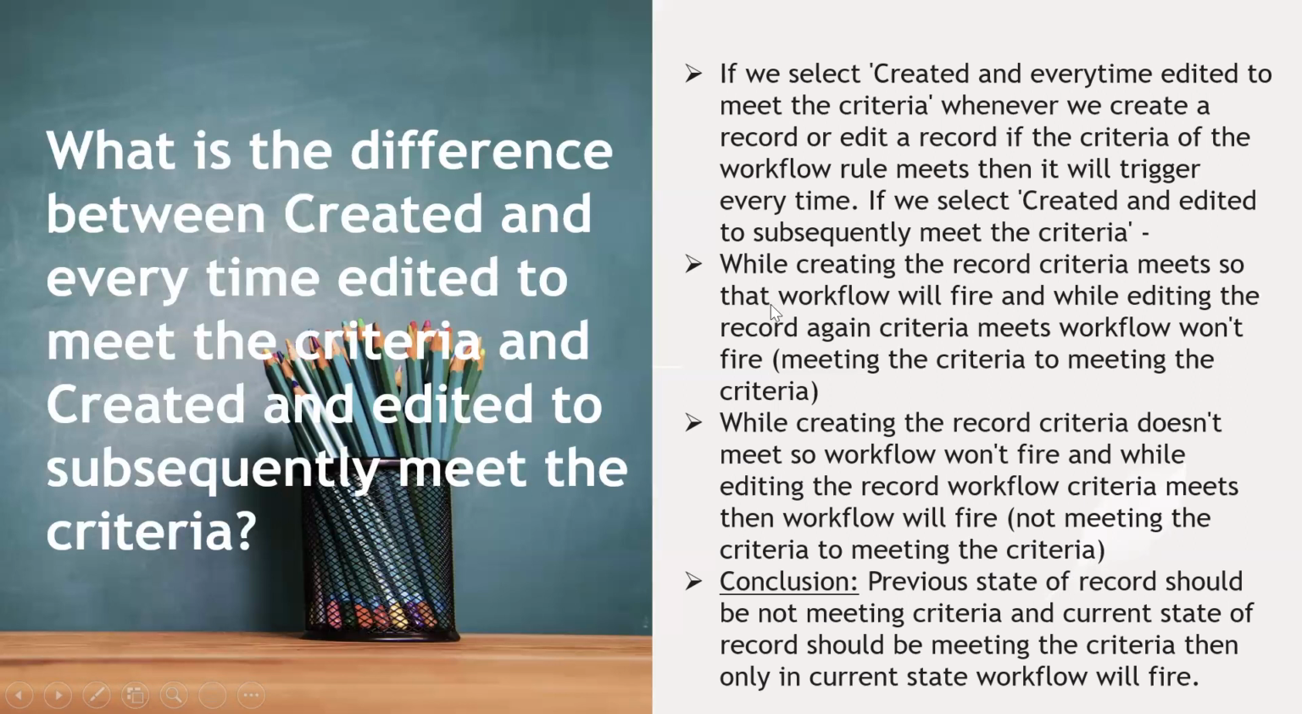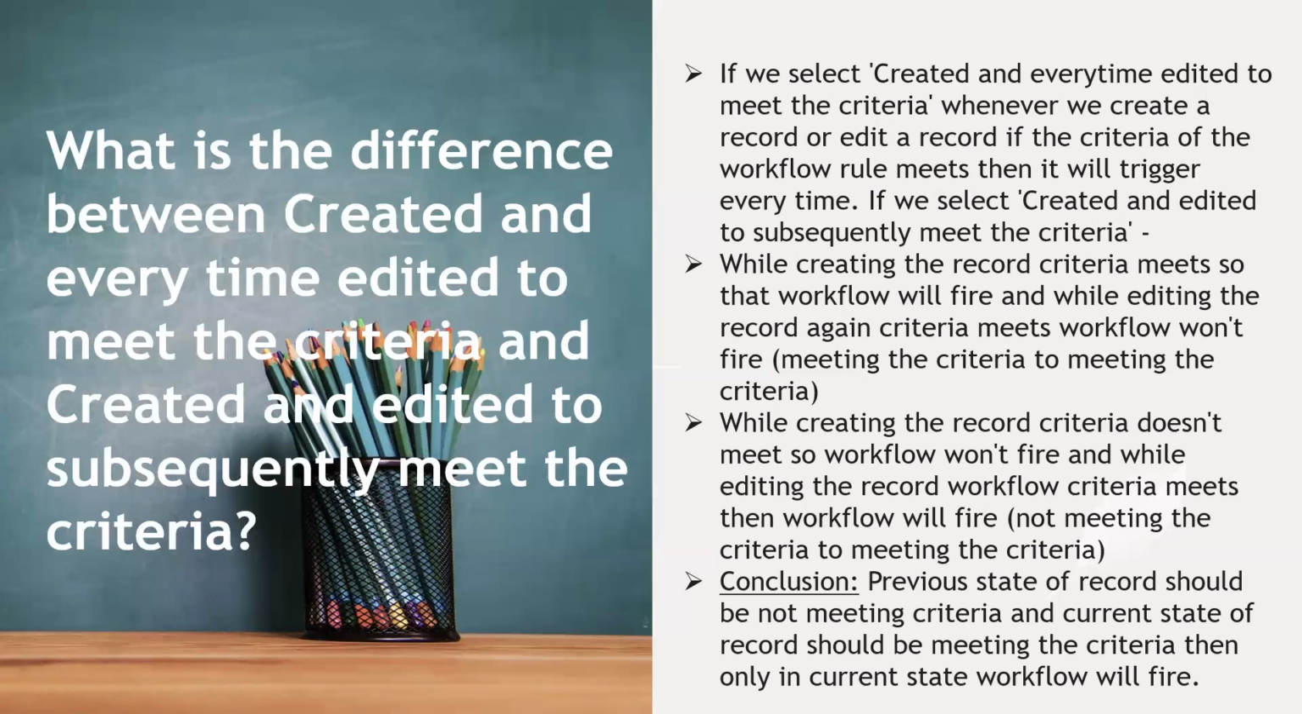This should be the sentence formation in Salesforce. Sometimes you people don't follow this kind of terms, so that's the reason I said clearly: created, created every time it's edited, and subsequently meet criteria. So these are the three evaluation criteria. The first one is only once the record is created, only at that time the action should be fired.